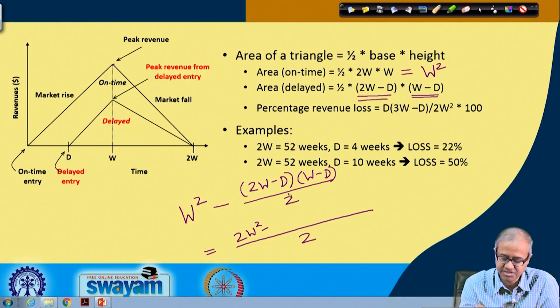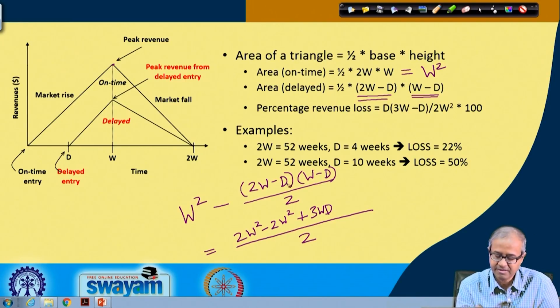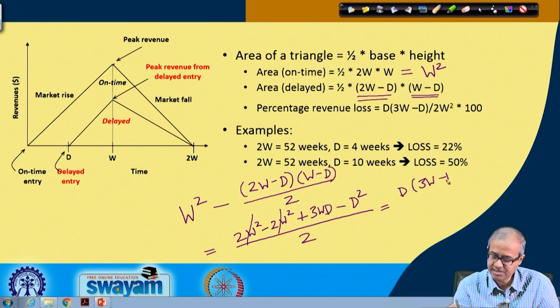So, if you just calculate how much this is, it will be twice W square, then minus 2WD and minus WD, it will become minus 3WD, and plus D square. So, these two will be cancelling out. So, what you get is, if you take D common, D times (3W minus D) by 2.